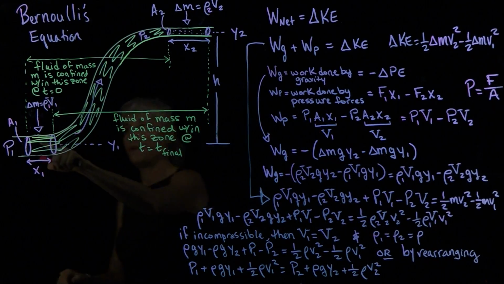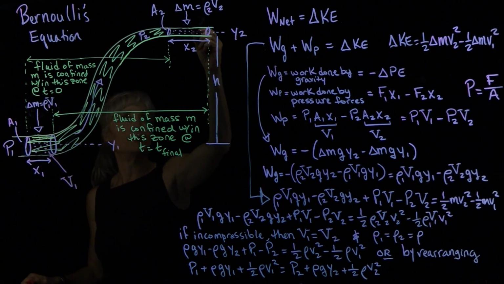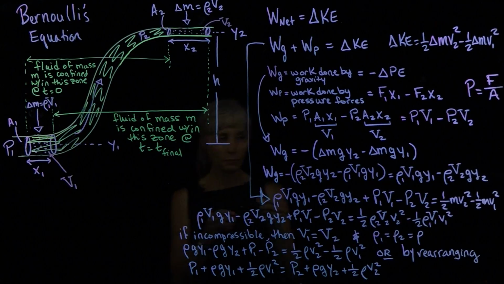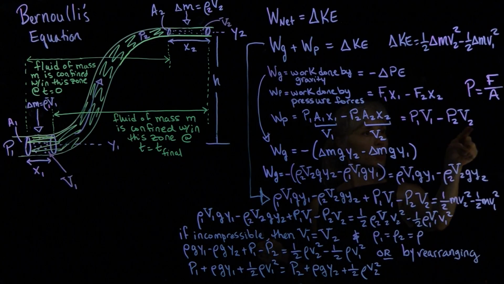So this confined volume, this volume right here, which I'll polka dot right here, is volume V1, and this polka dotted volume right here is volume V2. All right, so we have the work done by the pressure forces, and we're going to use exactly this expression. So now let's work on the work done by gravity.